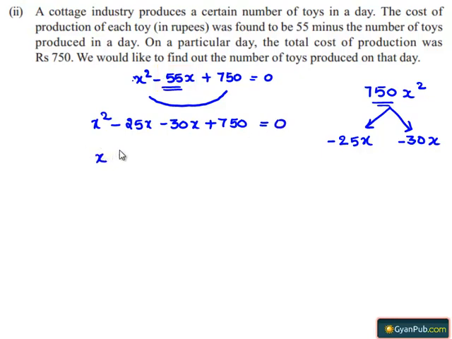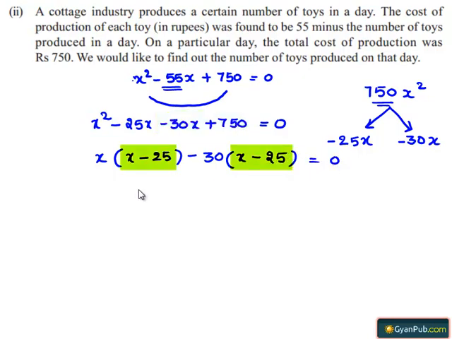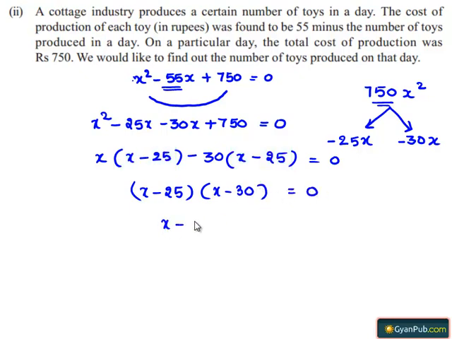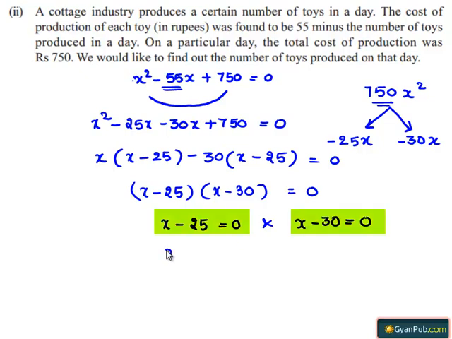x can be taken as common from the first and second terms. We get x times (x minus 25), and here minus 30 can be taken as common. So this becomes minus 30 times (x minus 25). x minus 25 can be taken common and the remaining terms will be x minus 30. This is equal to 0. We can write x minus 25 is equal to 0 and x minus 30 is equal to 0. So x will be 25, also x will be 30.